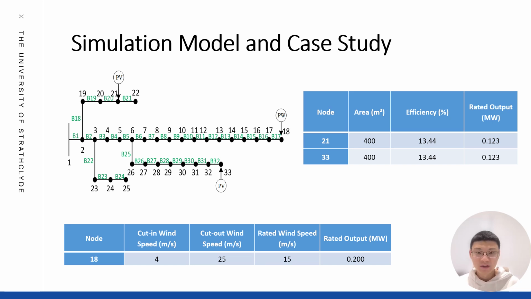The parameters of photovoltaic panels and the wind turbines are presented in these two tables, respectively, and the distributed energy sources are tested as PQ nodes, with their output considered as negative power loss value.